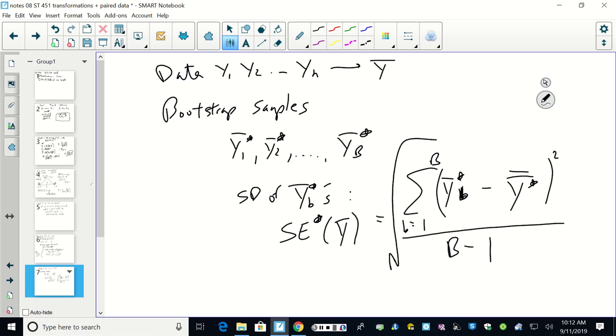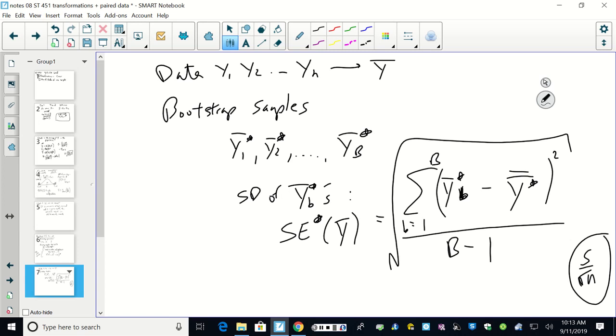Let's work through that whole thing. Instead of using s over the square root of n from our sample, this is what we're going to put in there as the estimate of that. With the t procedures, we just took the sample s divided by square root of n. Here, we just have different averages, so we can look at the standard deviation of those. How typically spread out are the averages, and this can replace that.